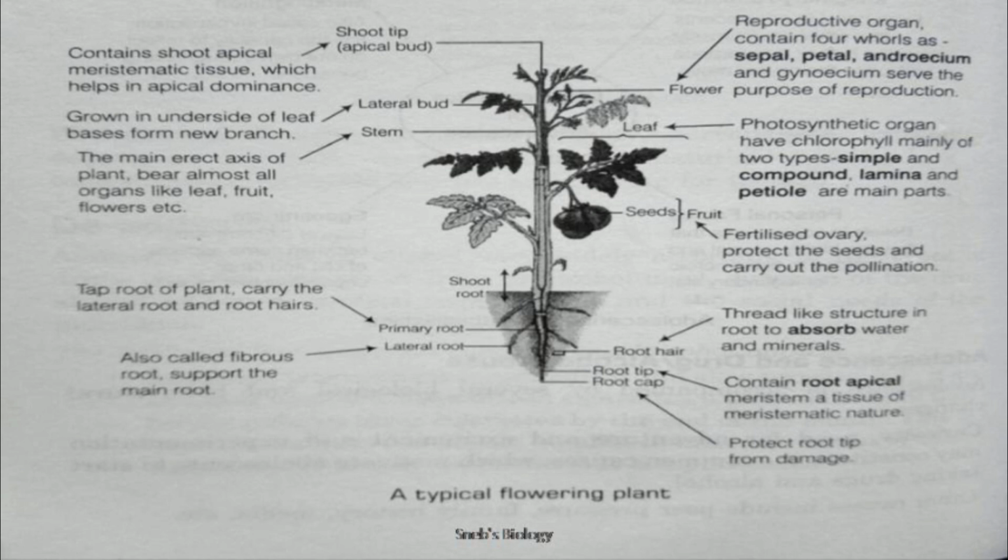Then stem. The stem is the main axis of the plant which bears almost all organs like leaf, fruits, flowers, etc. Then leaf. The leaf is the main photosynthetic organ. Then flower. Flower is the reproductive organ which contains sepals, petals, androecium and gynoecium for the reproductive purpose. Then fruit. Fruit is the fertilized ovary which protects the seeds and carries out pollination.